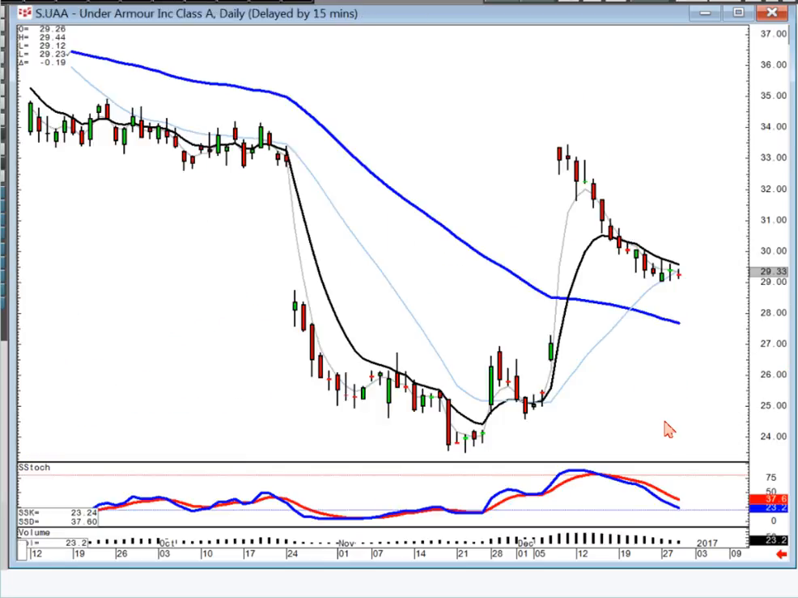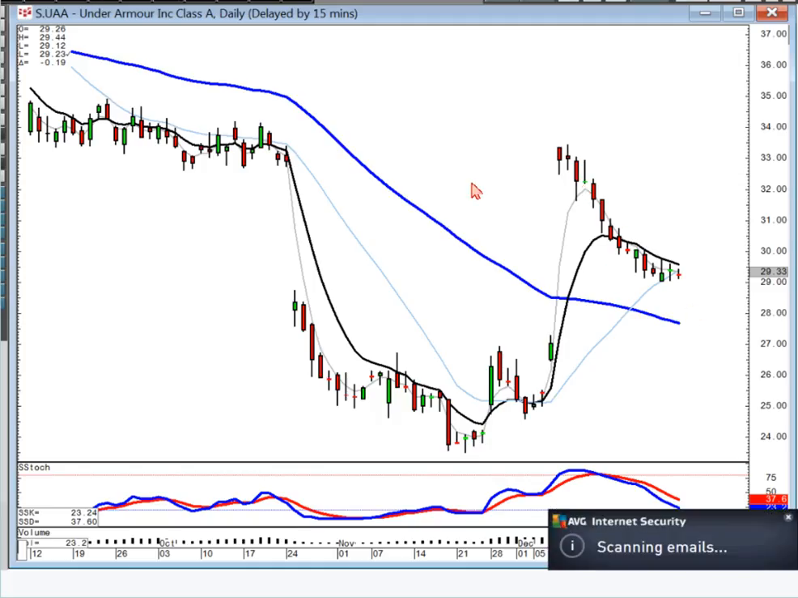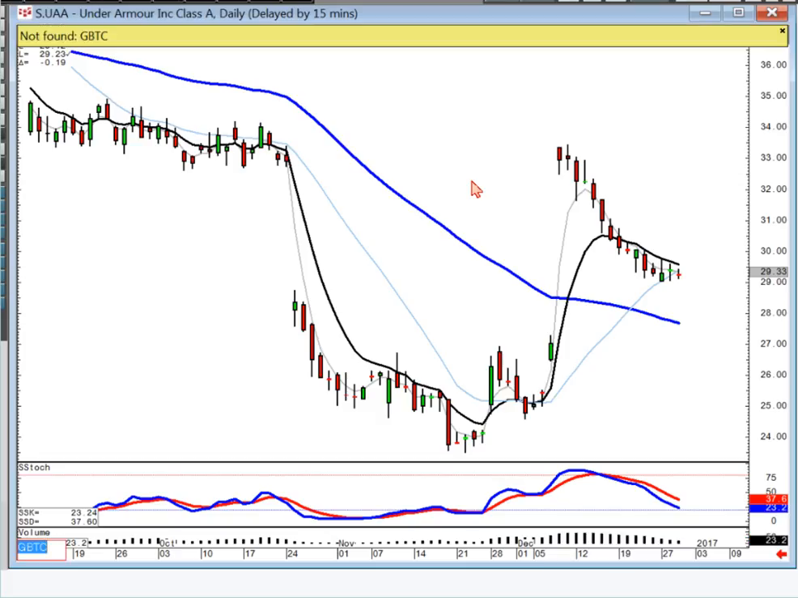Under Armour Class A. Nothing to get excited about here. You can see once it came up here and started selling off, it was coming back at least to the T-line, and it hasn't shown any strength from there. I wouldn't be long or short this one. That one's not working.